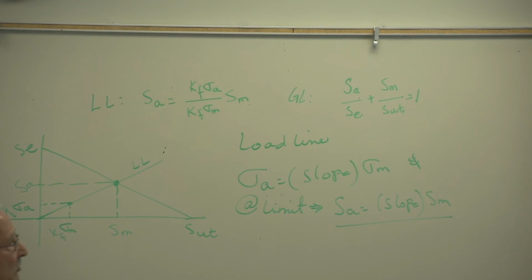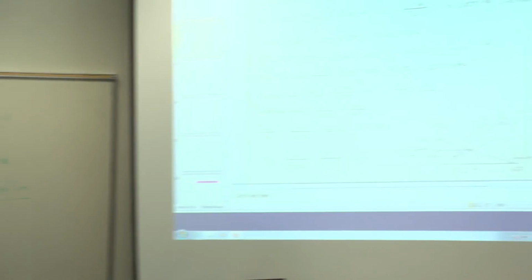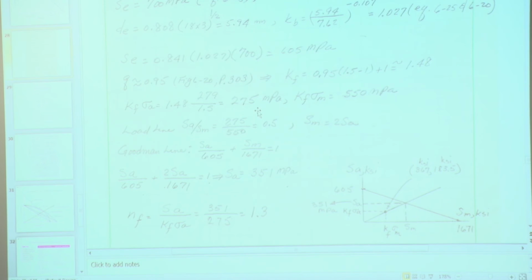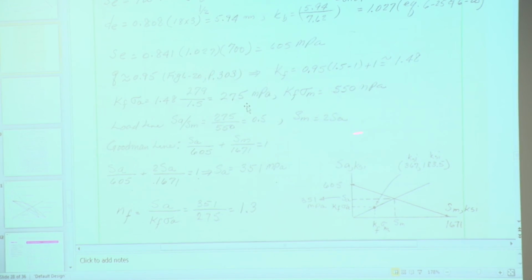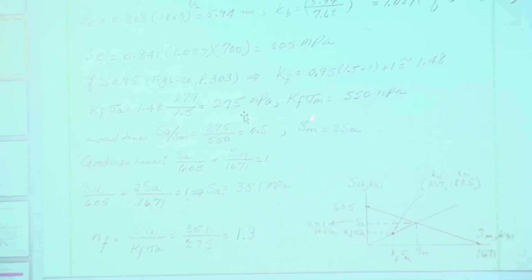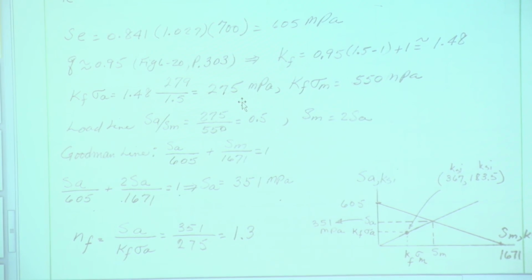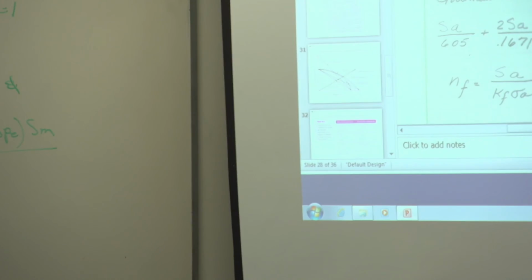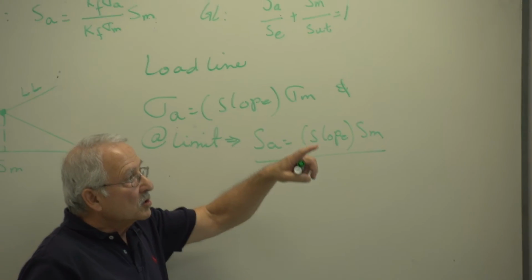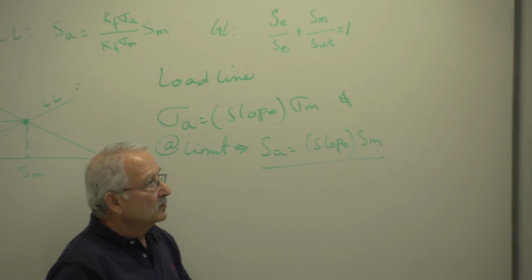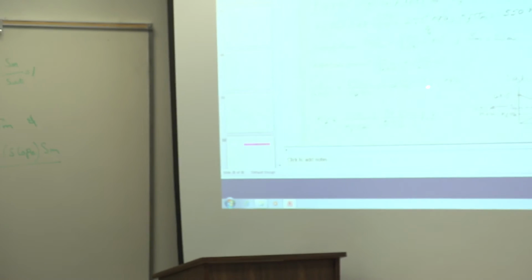Load line Sa over Sm is equal to 0.5. The reason is that Kf sigma A divided by Kf sigma M is 0.5. So Sm is 2 times Sa. There's the equation of the load line, right there. That's the equation of the Goodman line, this with values substituted. So I now substitute for Sm, 2Sa, and I solve for Sa.